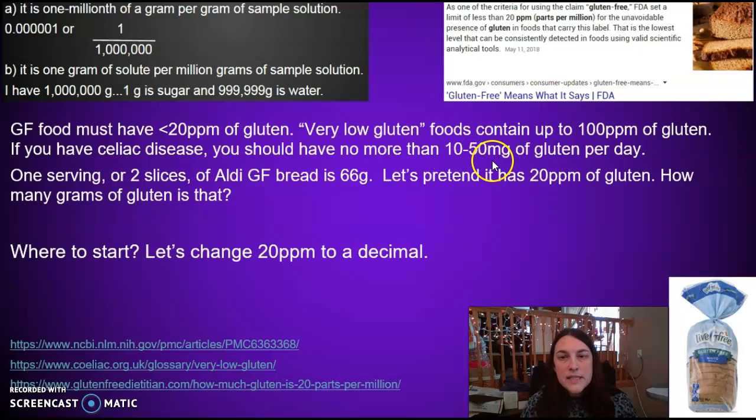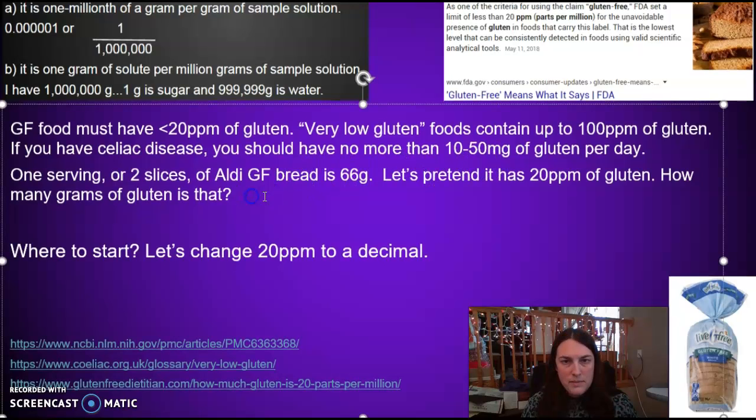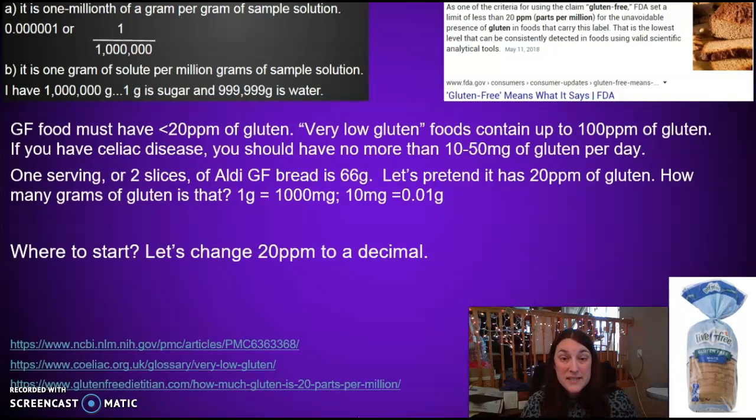So remember, if you have celiac disease, you can only have between 10 and 50 milligrams. So how much is that? 1 gram equals 1,000 milligrams. And if you can only have 10 milligrams, that's 0.01 grams. That's like a tenth of a paper clip. That's a tiny, tiny amount. So it's a big deal if you have celiac disease.